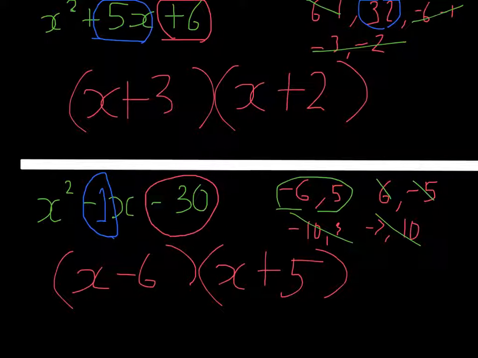Check the answer by using the FOIL technique. So x times x, x squared, x times 5 is 5x, then negative 6 times x is equal to negative 6x, so we combine those terms to give us negative 1x, and the final term in the expression, negative 6 times 5 is negative 30, so you can see that is correct.